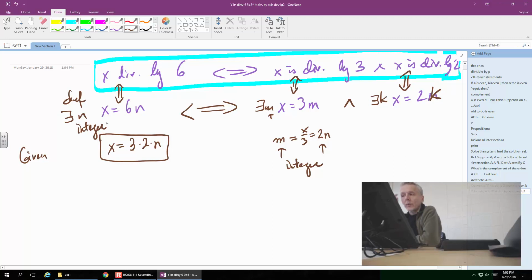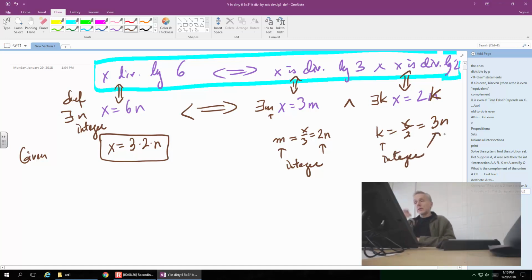Okay, so that proves the first part, and then the same with the second. I have what is k. K is x over 2, which means it is 3n. Once again, an integer, because n is an integer.